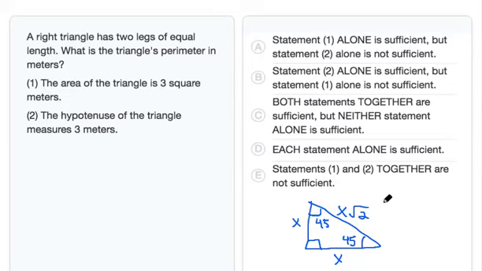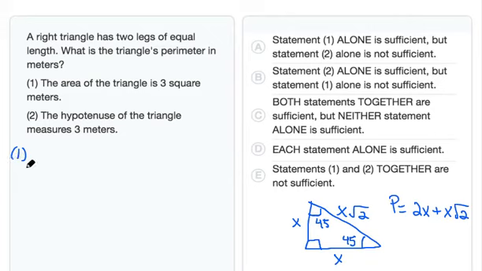Our perimeter, let's call it P, will equal the sum of all of our sides. Now if we're calling them x, x, and x square root of 2, our perimeter is going to be x plus x plus x square root of 2, so we essentially will have 2x plus x square root of 2. Meaning that we can find a value for our perimeter if we know x, or even if we know one of the sides, because knowing one of the sides we'll be able to find x and thus plug it in and find the perimeter. Let's keep that off to the side for now as we work through our statements.